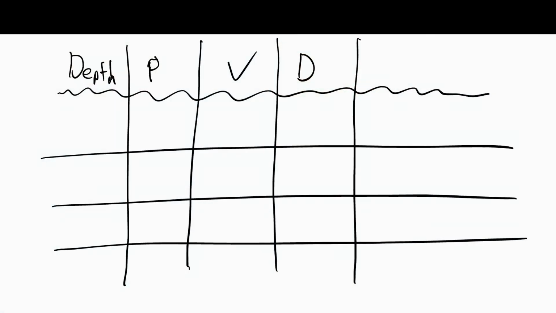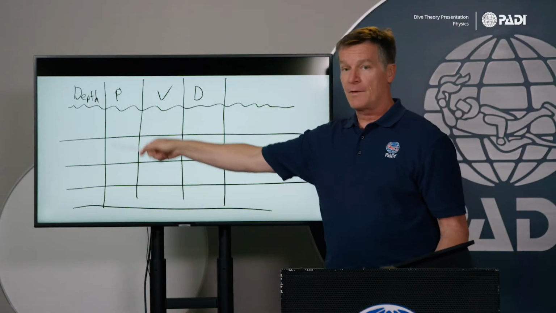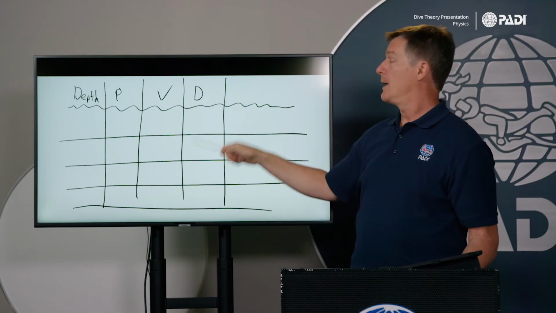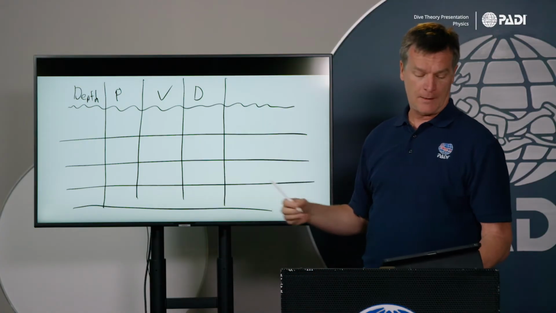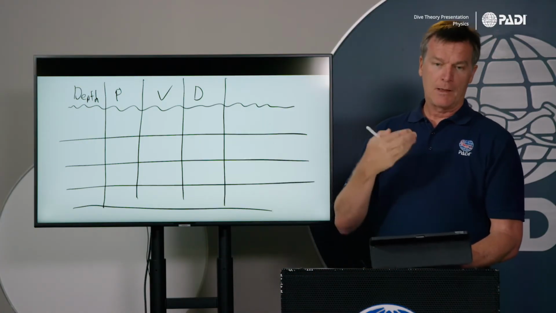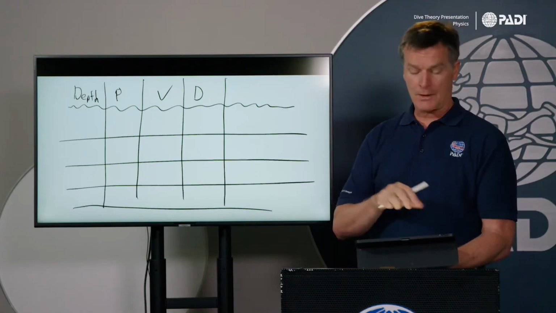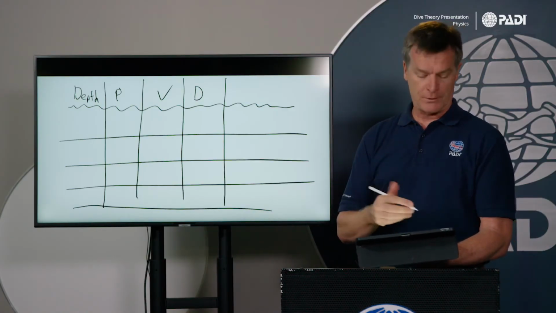So what you want to do is draw the surface of the water. You can include the bottom of the ocean if you want. Then I've got a column for the depth, a column for the pressure, a column for volume, and finally density as well. So when I'm about to work on physics, I'm going to draw this chart and add the numbers in here to give me that visual reminder.